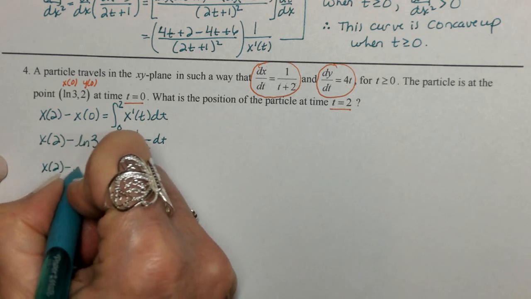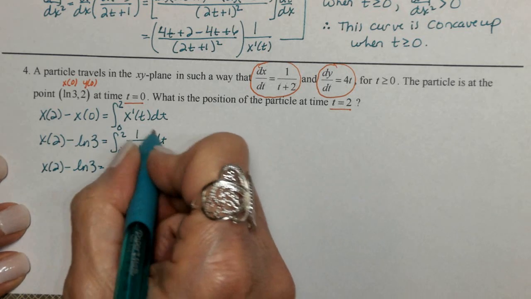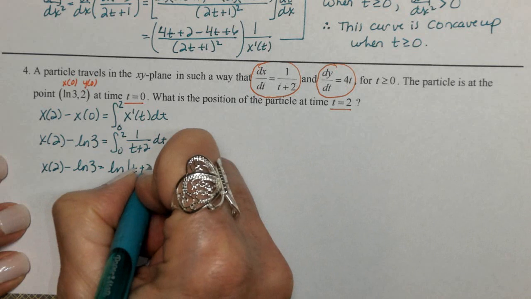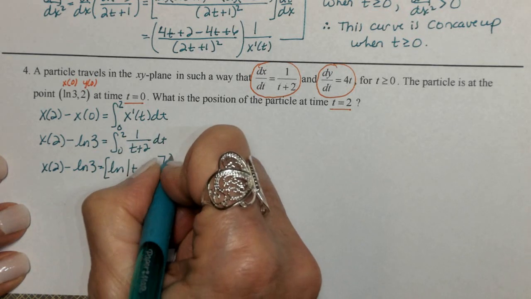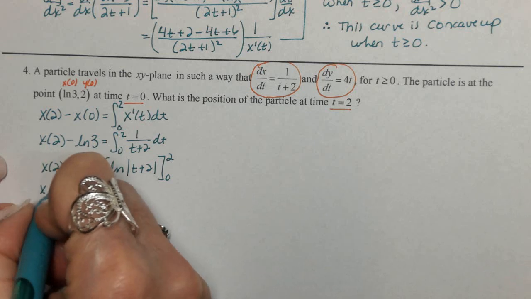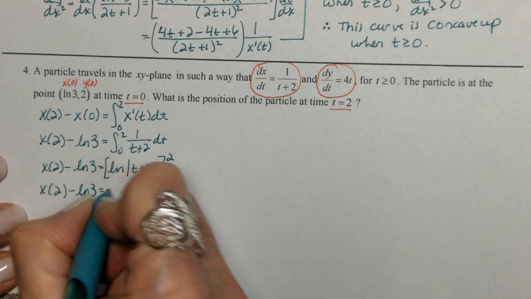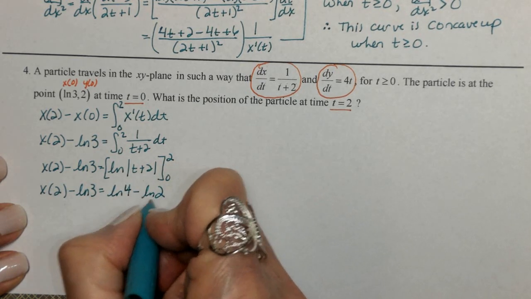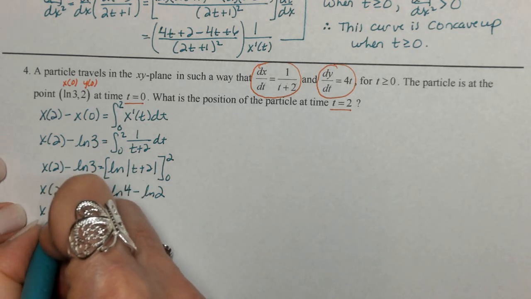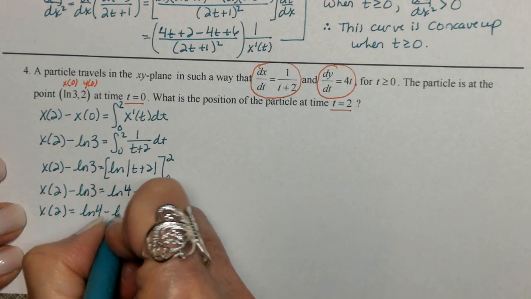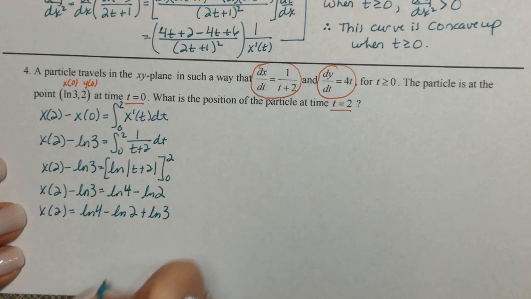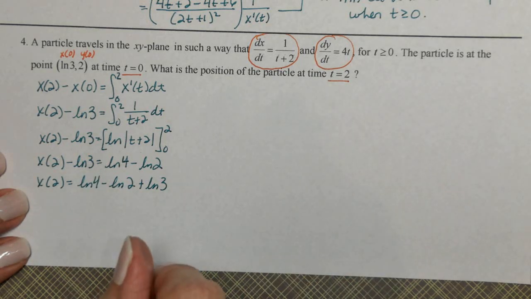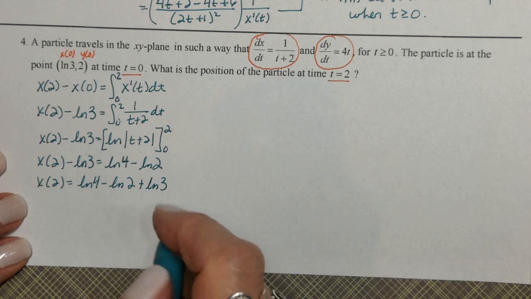So x of 2 minus ln of 3 is, the antiderivative of 1 over (t plus 2) is ln absolute value of (t plus 2). We will evaluate that from 0 to 2. x of 2 minus ln 3 will be ln of 4 minus ln of 2. So x of 2 is ln of 4 minus ln of 2 plus ln of 3. That would be a safe stop spot if this was an FRQ, when we're writing our point.